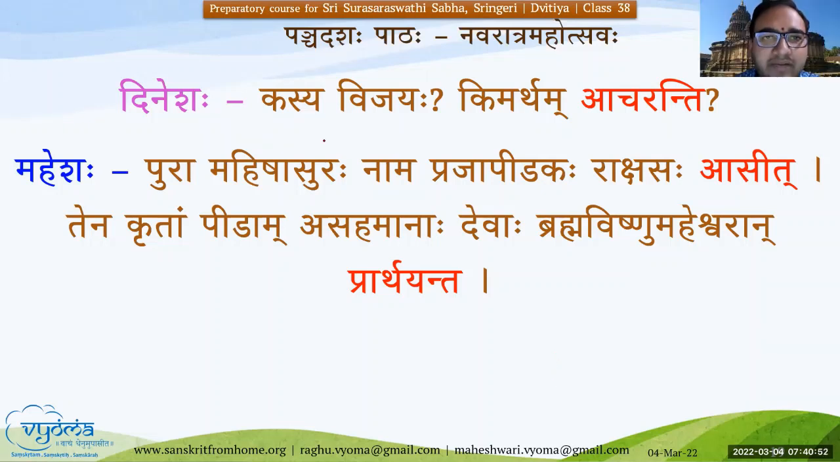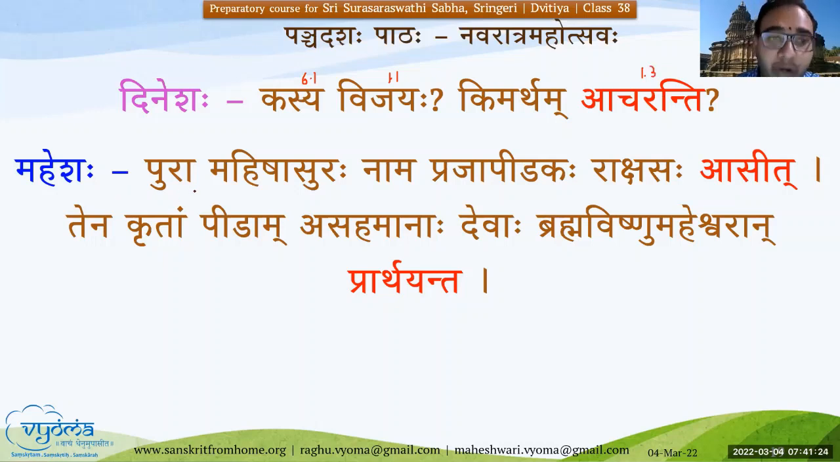Now let us understand this. Kasya Vijayaha. In the previous one, it said Vijayotsavaha, right? So whose victory is it? Kasya Vijayaha. Pratama Bhakti Ekavachanam, Kasya Shashti Ekavachanam. So he is asking a question. Whose victory is it? Kimartham Acharanti, why do they celebrate it? Why do they celebrate, Pratama Purusha? So Kimartham Janaha Acharanti. That is the intended meaning here.